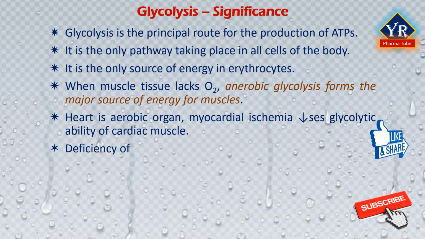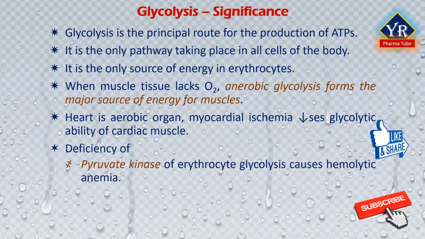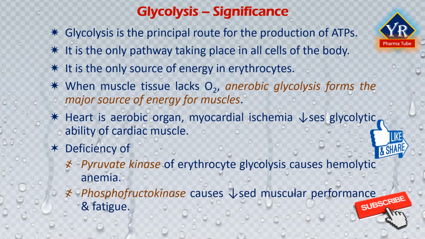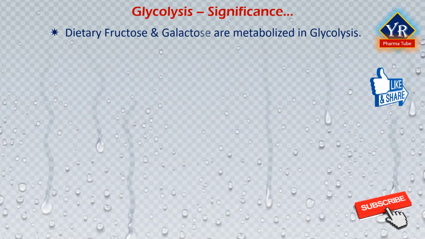Deficiency of enzymes such as pyruvate kinase of erythrocyte glycolysis causes hemolytic anemia. This is because erythrocytes get their energy from glycolysis. Deficiency of muscle phosphofructokinase enzyme causes decreased muscular performance and fatigue. Dietary fructose and galactose are also metabolized by the glycolytic pathway.